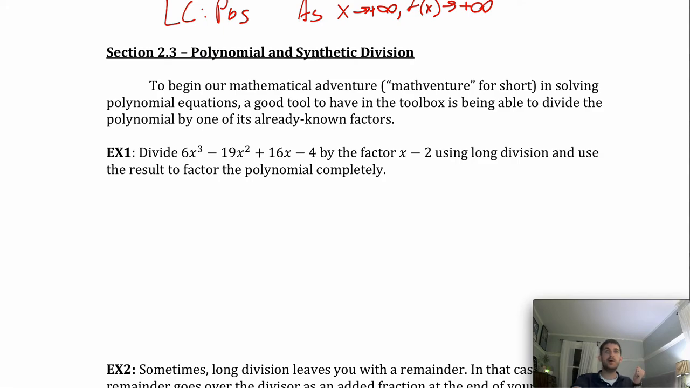Section 2.3 is about polynomial and synthetic division. So we're going to add another tool to our toolbox to help us solve polynomial equations, and we're going to use division. We've done this before in the past in Algebra 2, but it's been a bit since we've done it, so let's refresh ourselves on it.